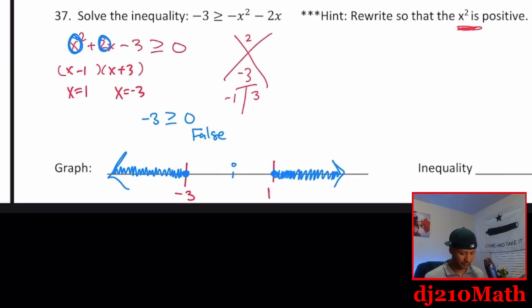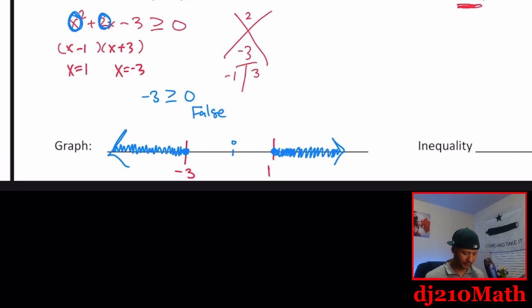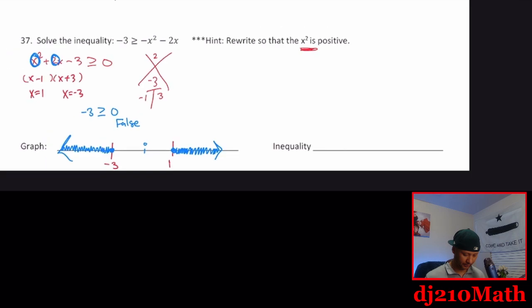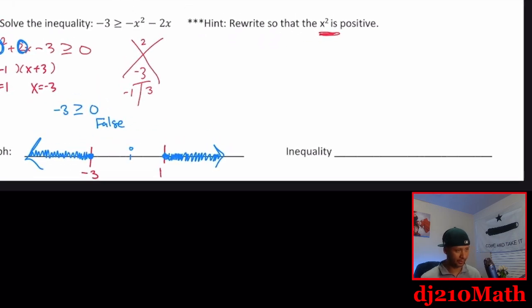So the inequality for this answer, it's going to be 2 pieces, right? Because when the graph has 2 pieces, right, this is going to be -infinity up to -3 bracket. Oh my goodness, inequality, not interval. So x has to be less than or equal to -3, or x has to be greater than or equal to 1. All right, there it is.